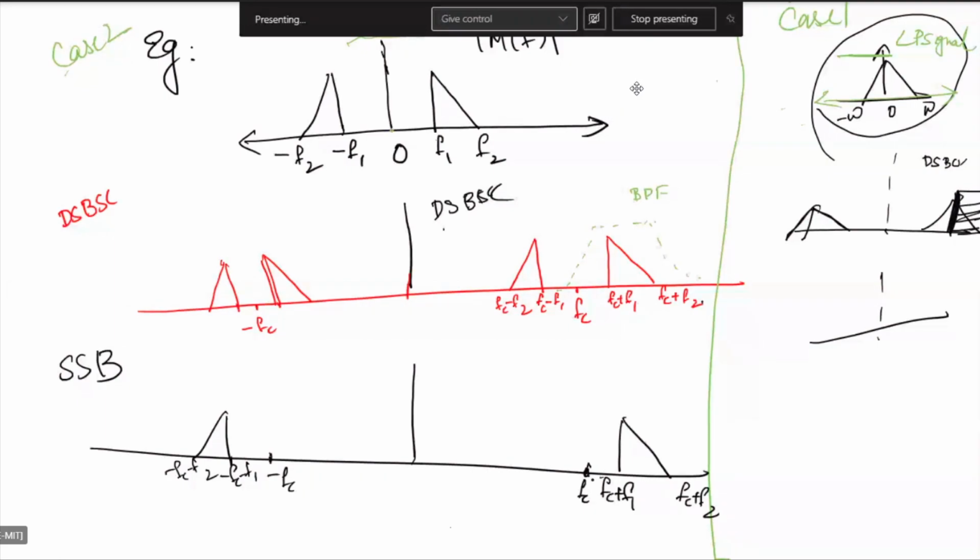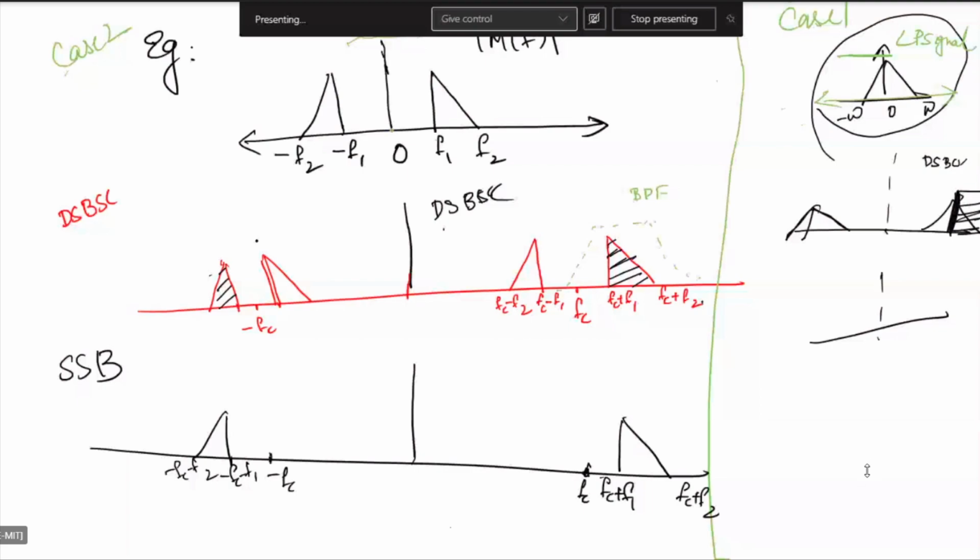Here it is possible for me to filter out this part using a normal filter, I mean, using a practical filter, isn't it? Are you with me, guys? Yes, ma'am. So that was what I was trying to say.